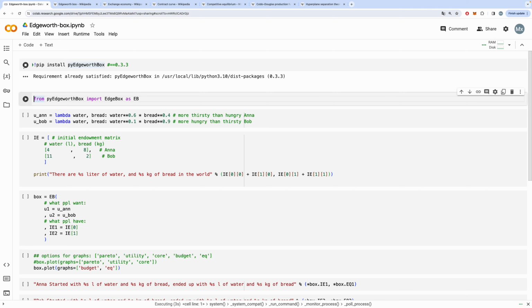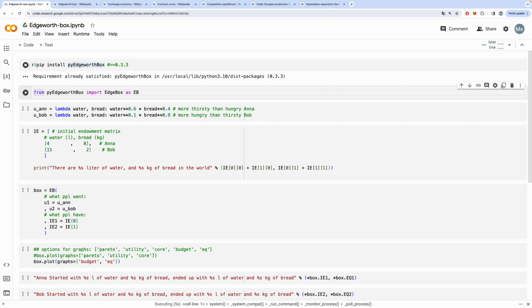This video is split in two parts. First one is technical, how to set up the library, plot the box, and second part is more focused on the interpretation of the graphical results.